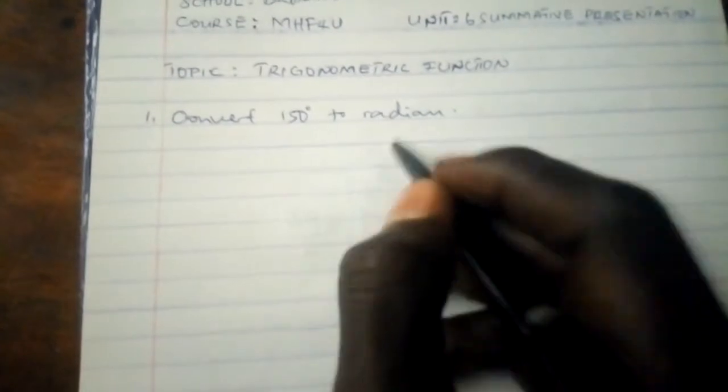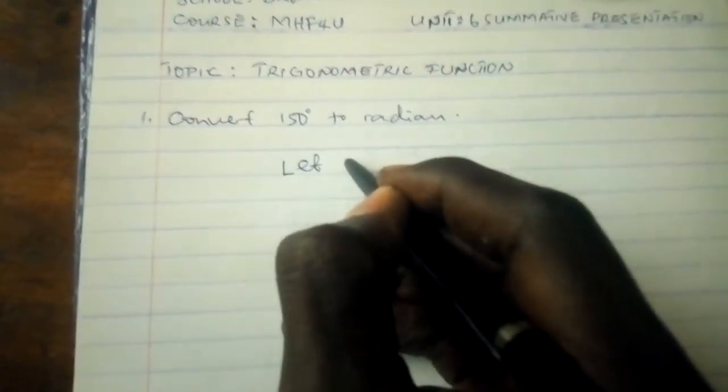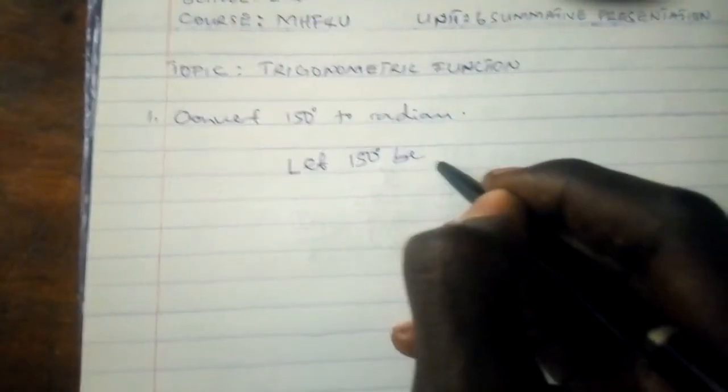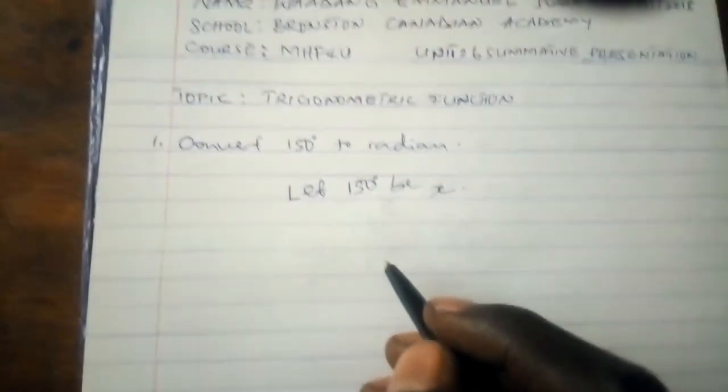Let's take a quick look at this before we move on to the next number. They say convert 150 degrees to radians. Here, first thing we have to do is to say let 150 degrees be x. That is the first step that we have to take.